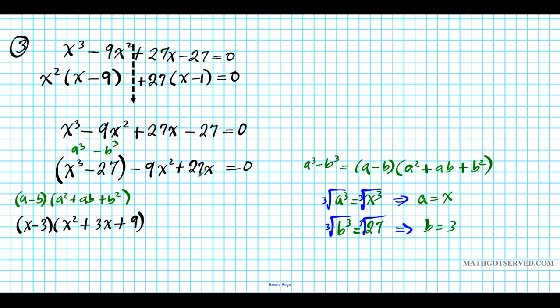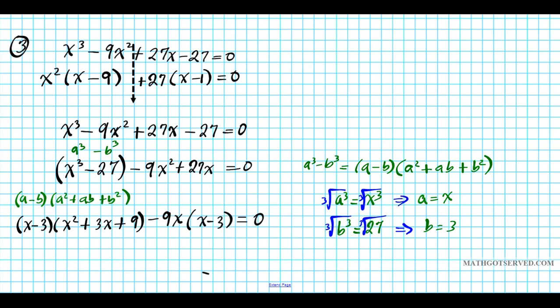Now let's take a look at the next two terms in this polynomial equation. What can we factor from these two terms? What is the GCF? The GCF is negative 9x. If we factor out negative 9x from these two terms, what do we have left? We have x minus 3. Now this is great because these two quantities in the parentheses are identical, so we can factor them out.